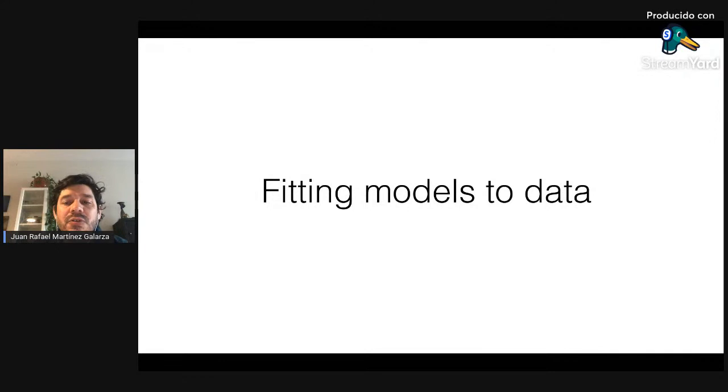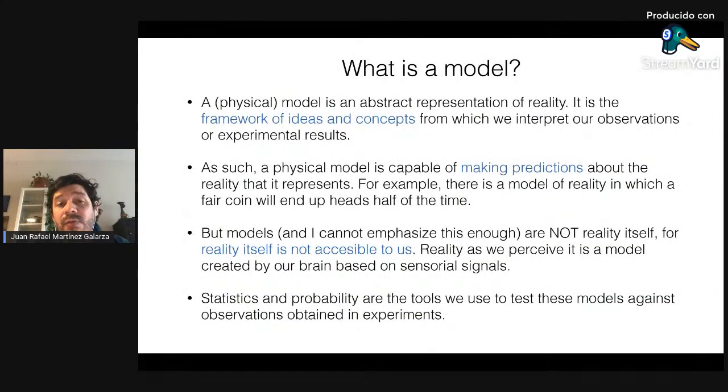So fitting models to data, what is this about? Let's first define what a model is and what data is. What is a model? A model is an abstract representation of reality. It's a framework of ideas and concepts from which we interpret our observations or experimental results. So it's a set of ideas and concepts. That's the basic idea of a model. And as such, it is able to make predictions about reality.